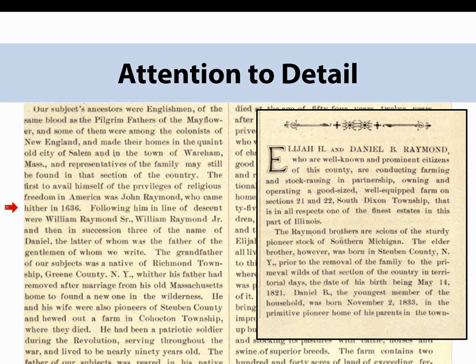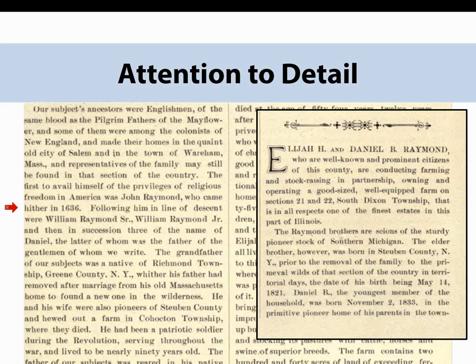So if we think about our 4 questions again, when was this mug book created? Well, this was published in 1892. Who's creating this record? The Biographical Publishing Company of Chicago, which is one of the larger publishing companies involved in the creation of mug books. Who provided this information?